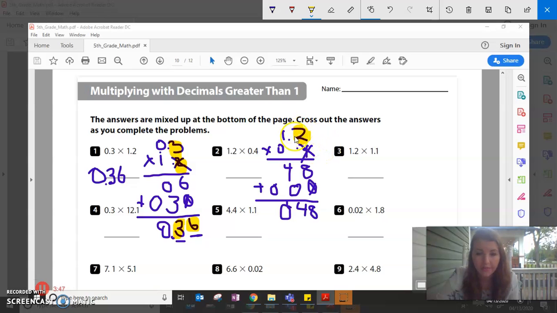1 decimal place here and 1 decimal place here. So there's 2 numbers that are in decimal places. So my product needs to have 2 numbers in decimal places as well. So it will be hundredths. So my product is 0 and 48 hundredths. That's a weird 4.